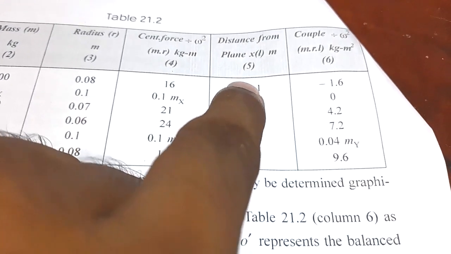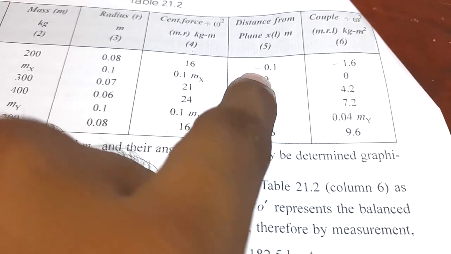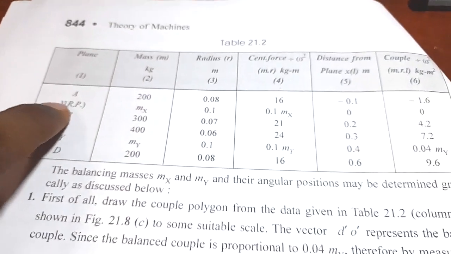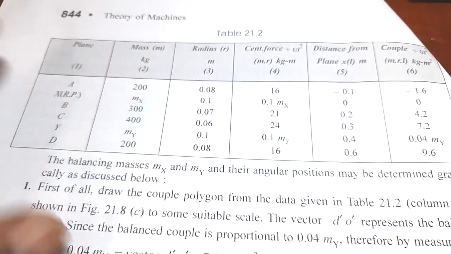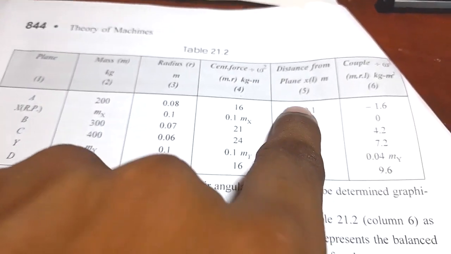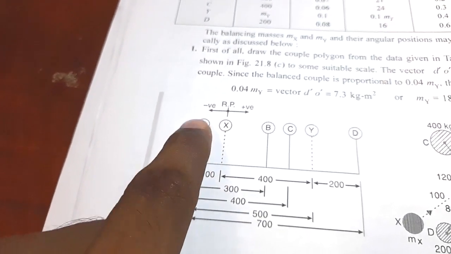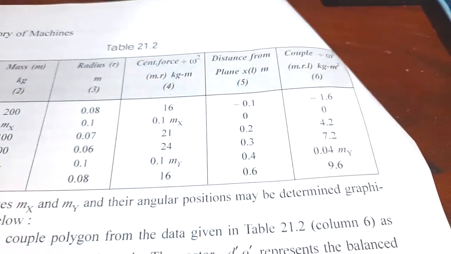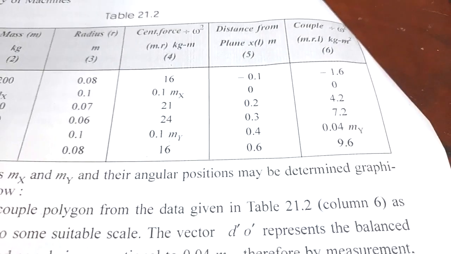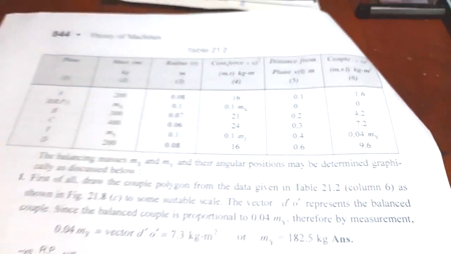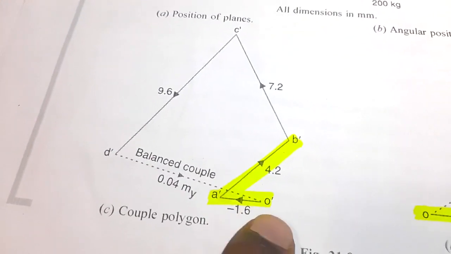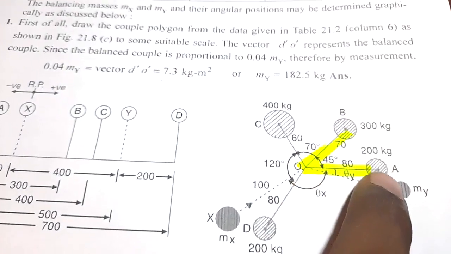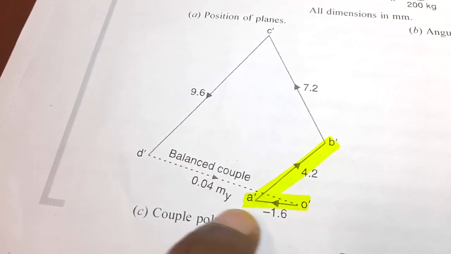Now this minus is there because the plane that belongs to A is at the left side of the reference plane. This is the reference, and the plane of A is at its left side, so that is why it is negative. So minus 1.6. Select a suitable scale. Scaling is not a magical thing, just select a suitable scale. Now sketch minus 1.6. This line is actually parallel to this crank radius. Got it? So sketch minus 1.6 over here.